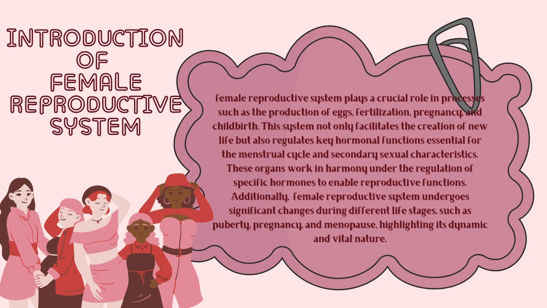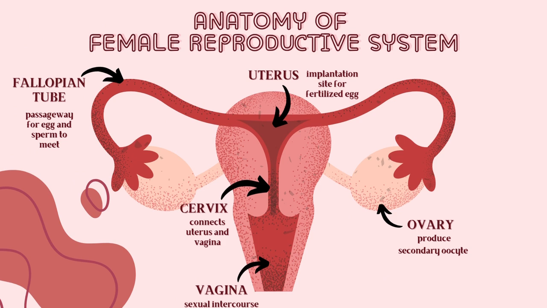These organs work in harmony under the regulation of specific hormones to enable reproductive function. Additionally, the female reproductive system undergoes significant changes during different life stages such as puberty, pregnancy, and menopause, highlighting its dynamic and vital nature. As for the anatomy, the female reproductive system consists of the vagina, cervix, uterus, fallopian tube, also known as the uterine tube, and ovary.